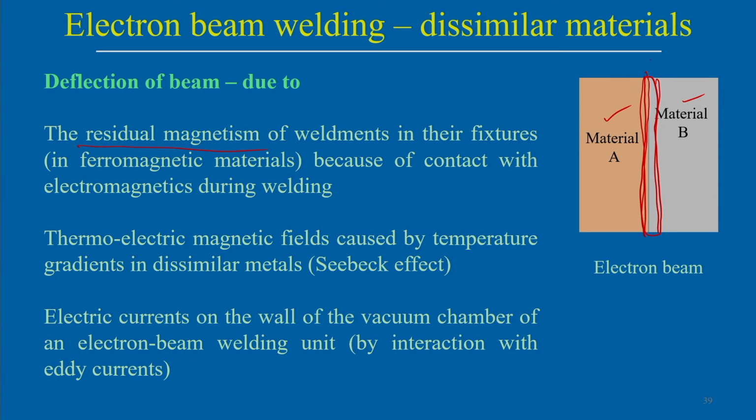So, electric currents on the wall of the vacuum chamber of an electron beam welding unit, by interaction with the eddy current, may also deflect the electron beam. So, there are three reasons.